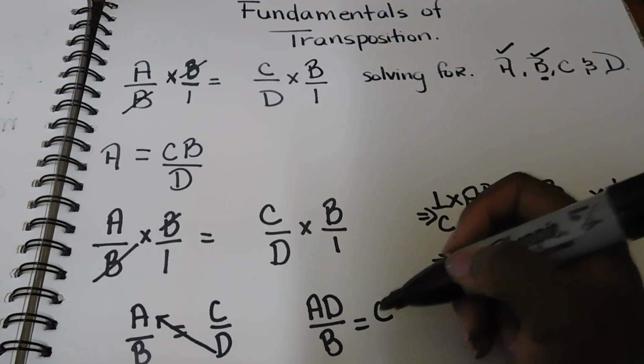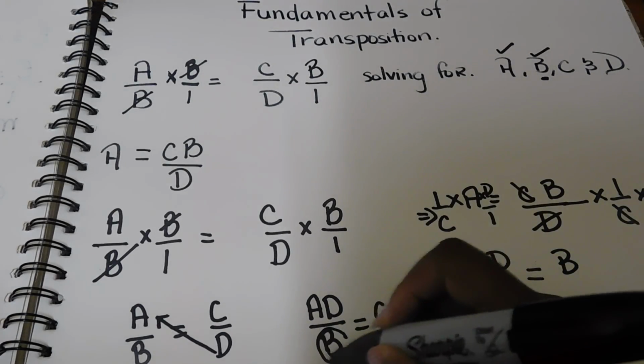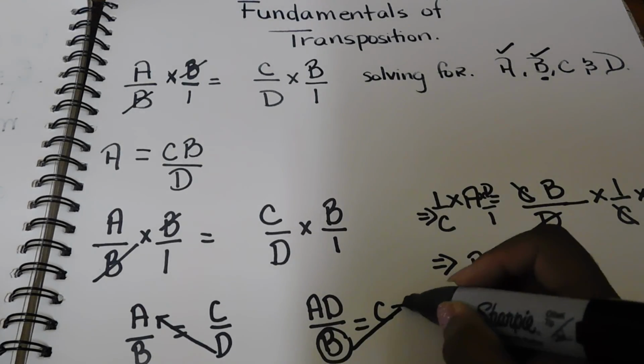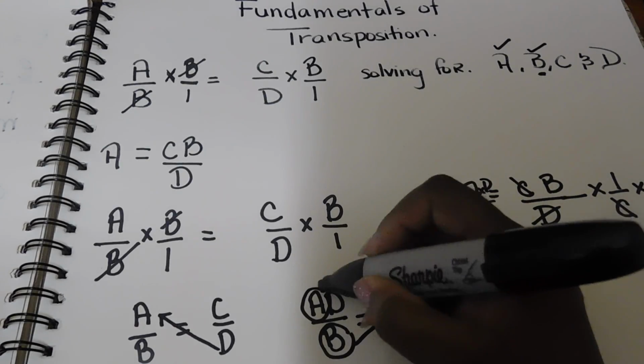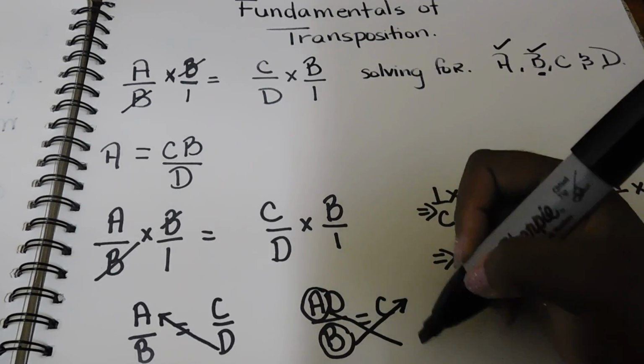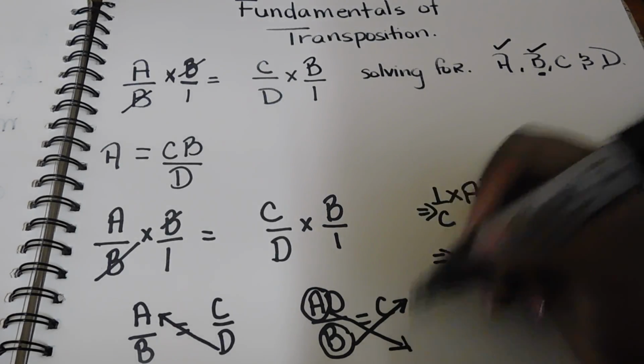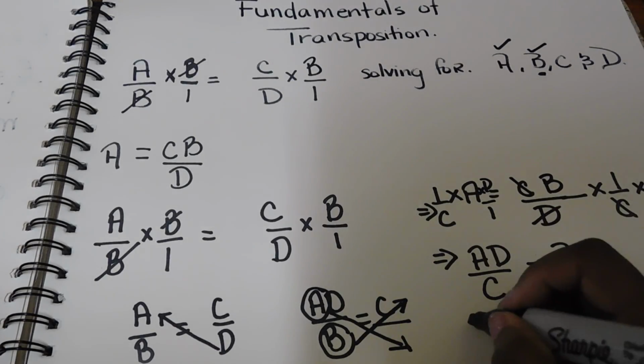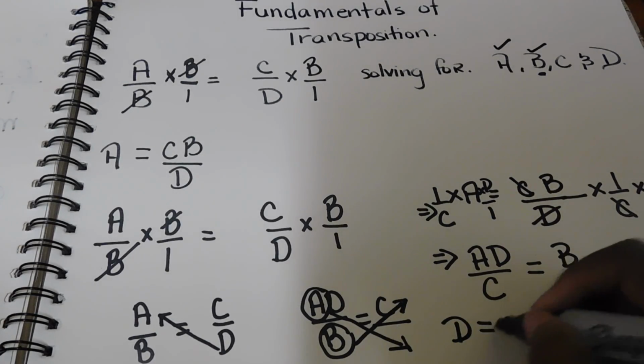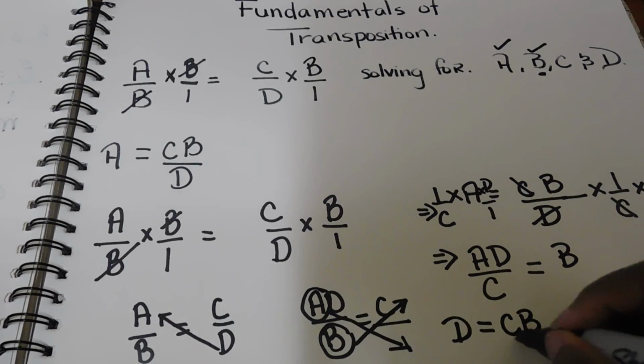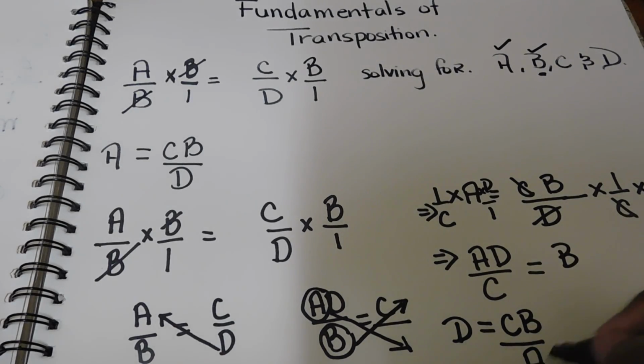But you still want to solve for D. But since this is underneath, you move this diagonally up. And since this is on top, you move this diagonally across the equal sign and down. And so pretty much you get D is equal to CB over A. You can try C and tell me what you get.